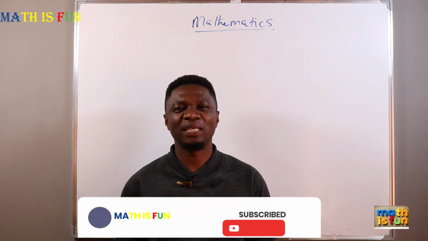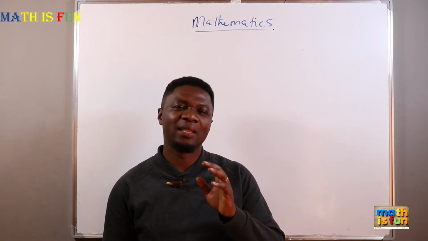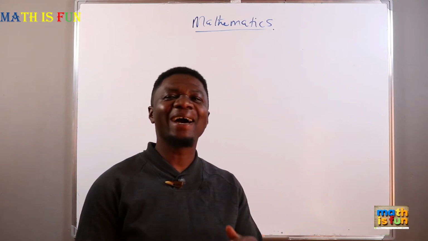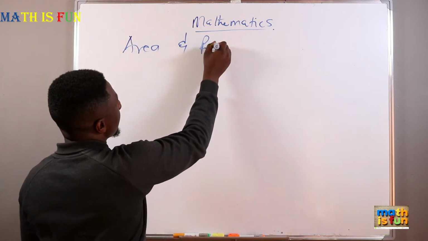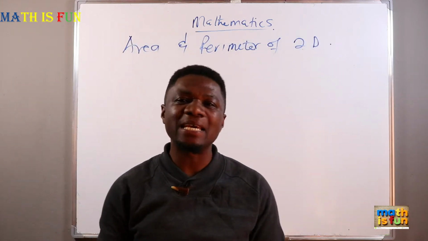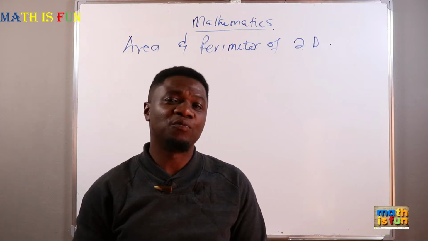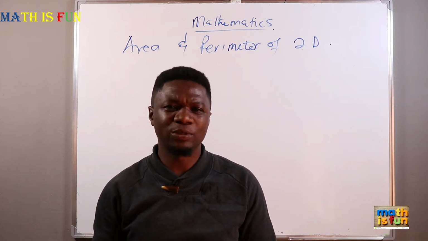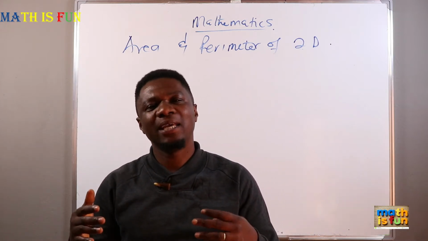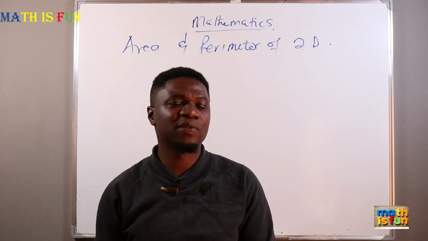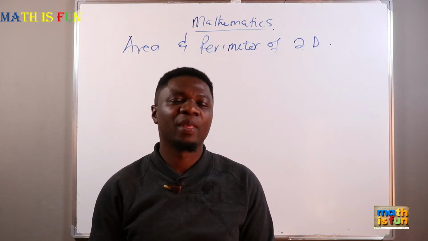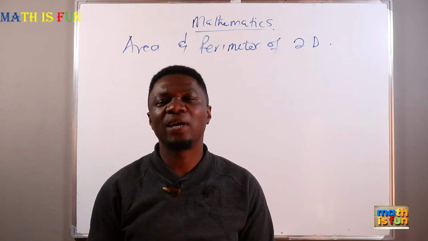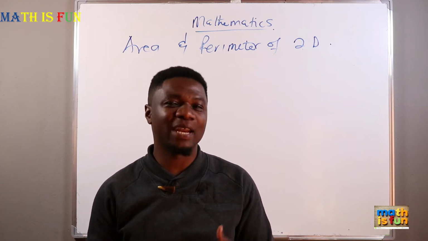This particular moment, we are going to look at the area and perimeter of 2D shapes, two-dimensional shapes. In this particular video, if you look at the previous video, we've done the area and perimeter of a square. And today we are going to look at the area and perimeter of a rectangle.